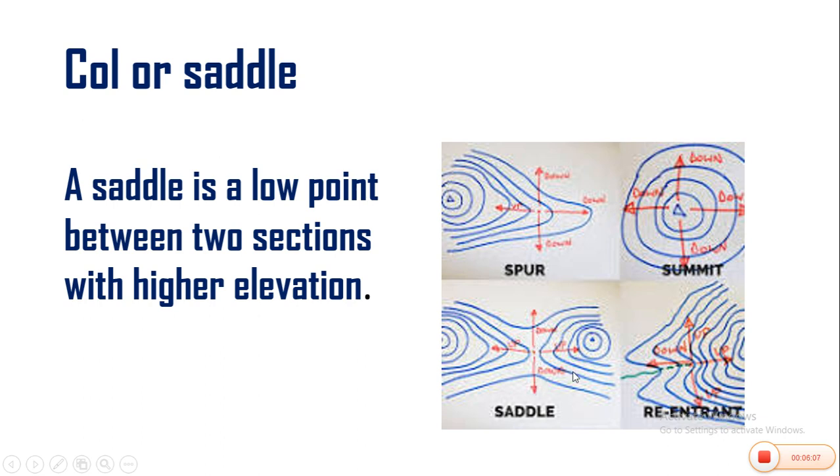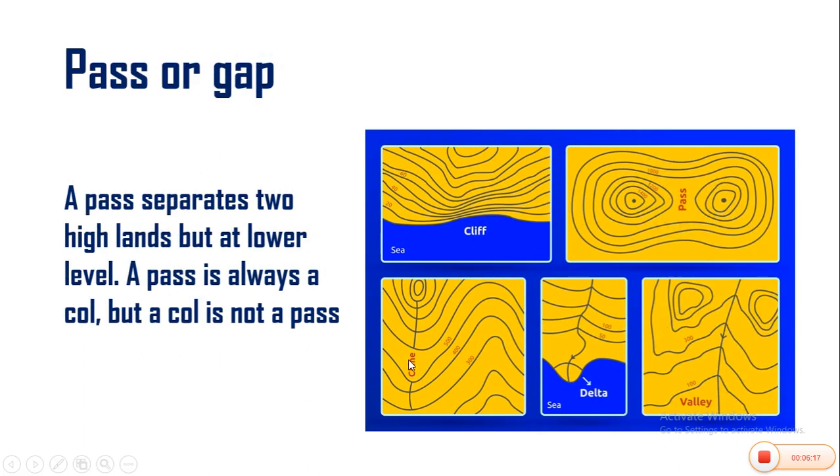These are two highlands. Then the distance and the path between them is what we call a col or saddle. Now let's look at a pass or a gap. A pass separates two highlands but at lower level. A pass is always a col, but a col is not a pass. These are two highlands. This is a highland, this is another highland. Then this is the pass between them.